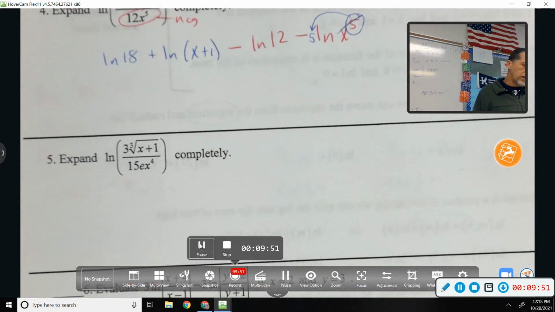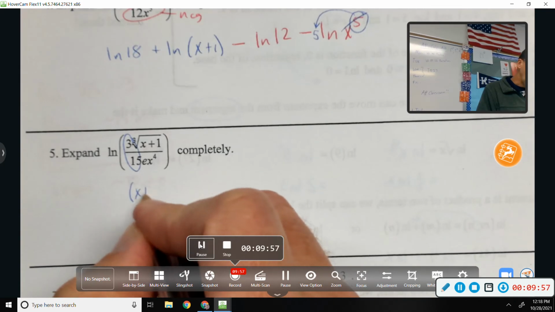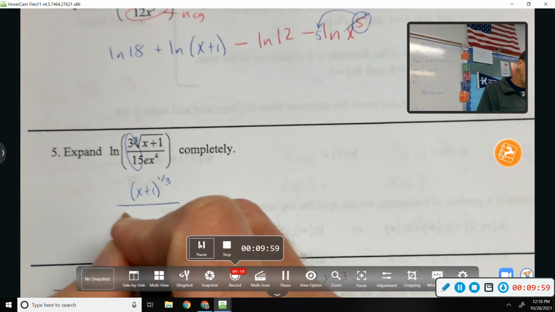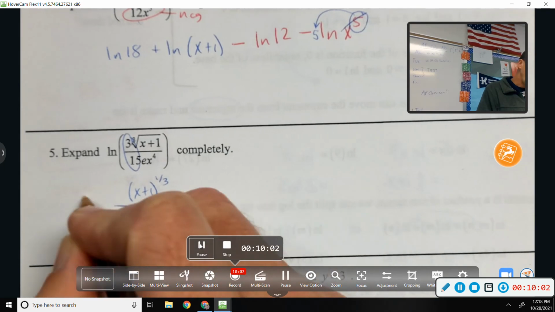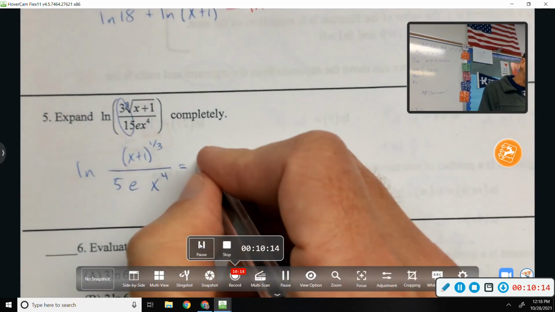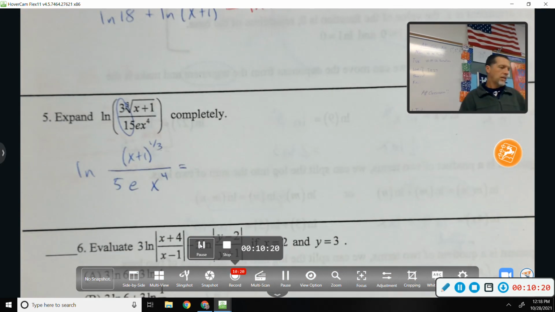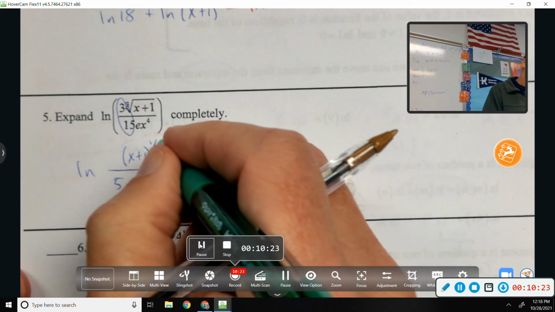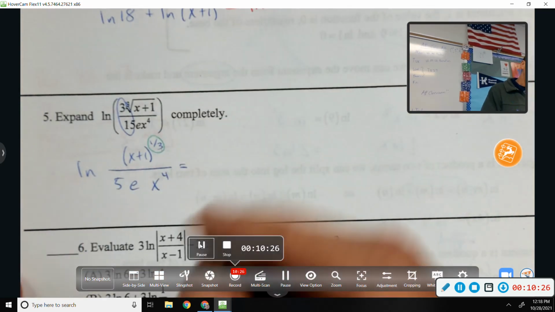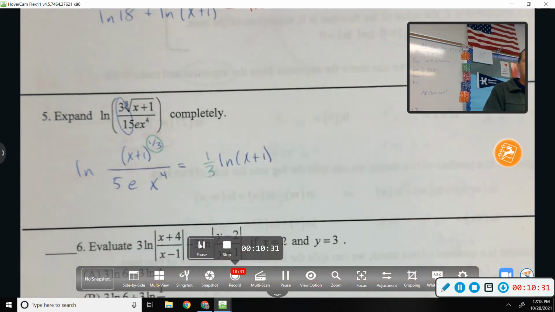In fact, let's do that on the next one. Let's reduce the 3 and the 15. And I'm going to rewrite x plus 1 to the 1/3, 5e x to the 4th. So kind of clean it up as best I can first, and then we'll start splitting everybody up. And if you're really good, you could jump all the way to the end. Like, where's that 1/3 going to end up? So the top's positive, and that 1/3 is going to end up as a coefficient.